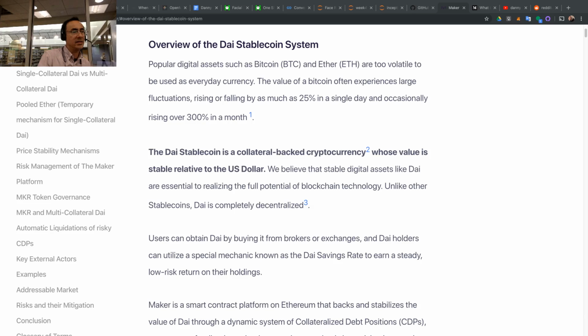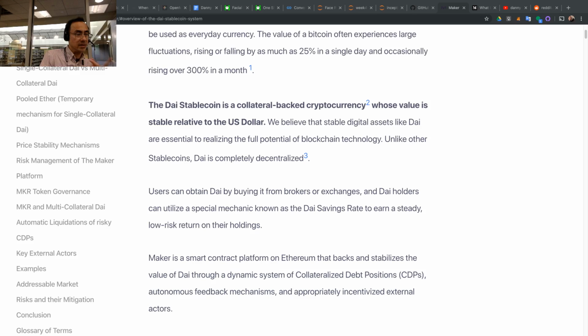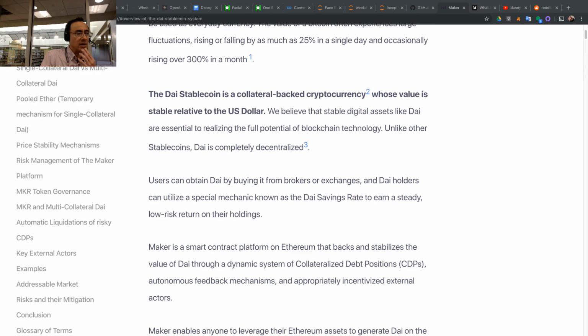So this is the idea of DAI. And they said it's soft-backed instead of hard-backed. So there is another stablecoin. The DAI stablecoin is a collateral-backed cryptocurrency. I think this is the only one whose value is relatively stable to the US dollar. This is the part that I'm still confused about.